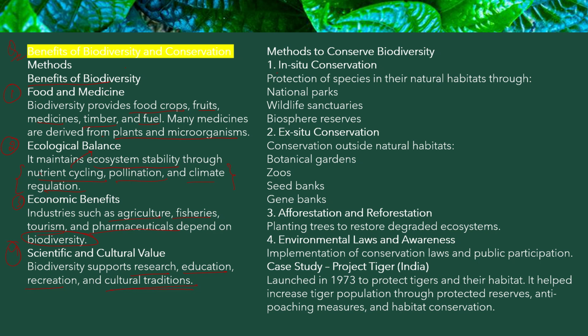Now, in methods, we have seen in situ, protection in their natural habitat, and ex situ, outside their natural habitat. You should know at least two examples, like national parks, wildlife sanctuaries, biosphere reserves, terrestrial and marine. I hope you all remember. And next we have botanical gardens, zoos, seed banks, and gene banks. Right now there is a concept of gene editing. This is very important from exam point of view. You could be asked as a case study.